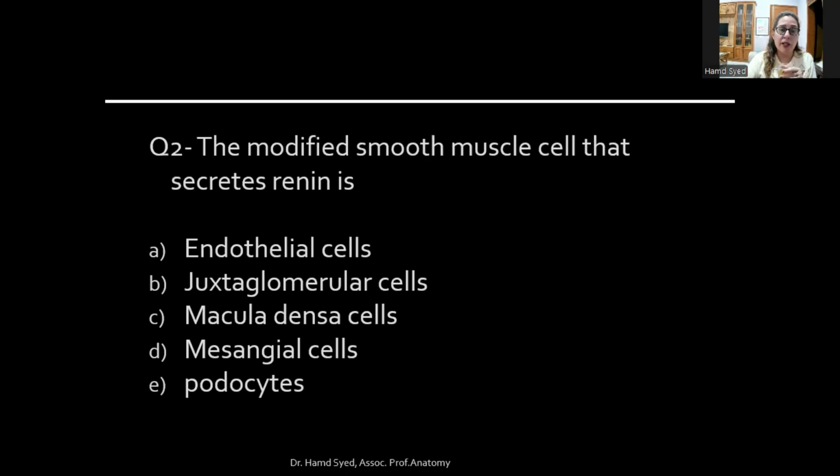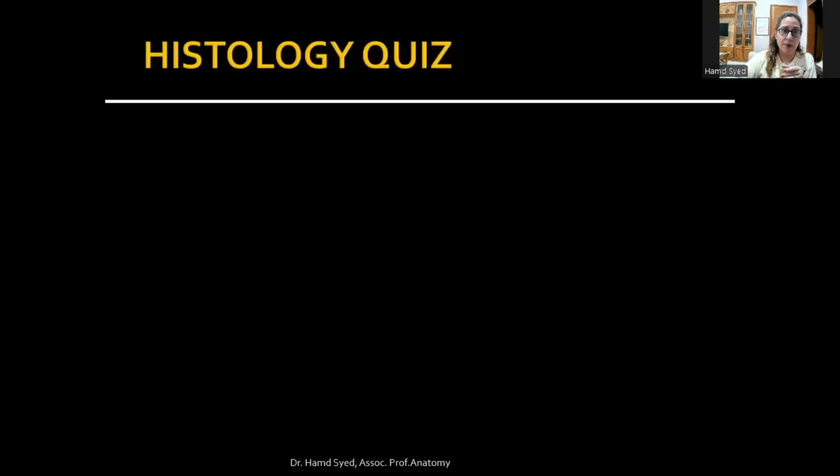And then the modified smooth muscle cell that secretes renin. So renin is produced by, keep in mind, the JG cells, the juxtaglomerular cells.